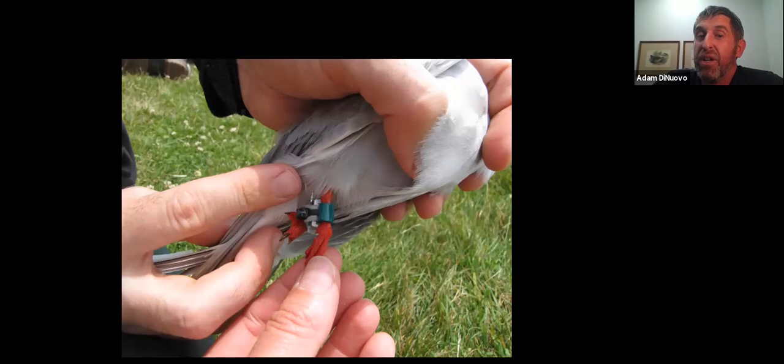And here's the little device. This is a geolocator, like the ones that were on the puffins. They are also put on Arctic terns, just to see what they're doing, where they're going, where they're stopping, because there's a serious decline in Arctic tern populations in the North Atlantic. I think 70% decline in the last 11 or 12 years. And so trying to get a better idea of what's happening to these birds and why they're having so much trouble.